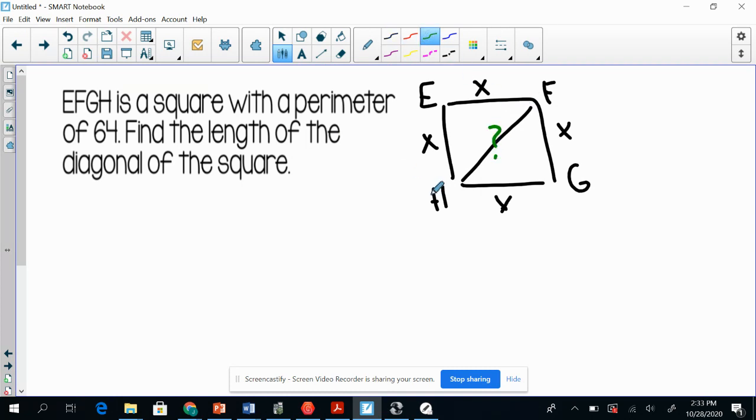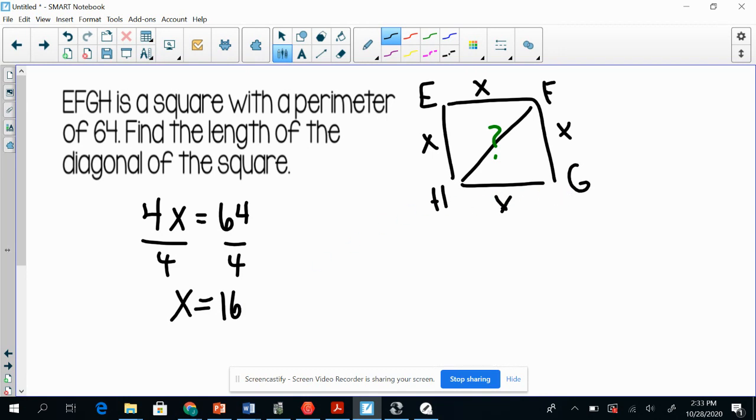of our square. So if I know the whole thing is 64, that means 4x equals 64. So we're going to divide by 4. And it should give us 16. Yep. So x equals 16. So we know the outside is 16. That means this side is 16 and this side is 16.